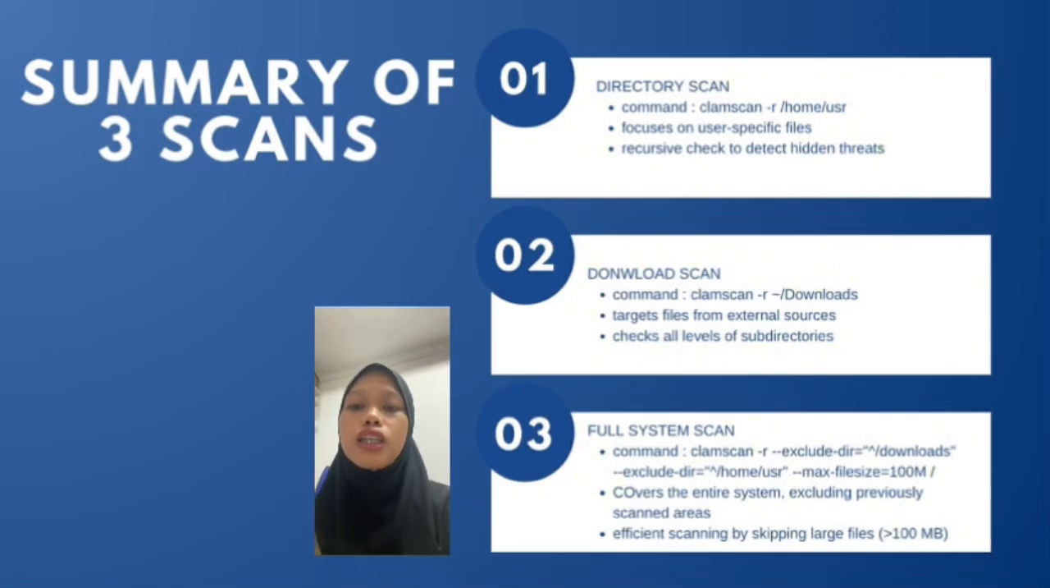So, in summary, these three scans demonstrate ClamAV's ability to target specific areas of the system, detect hidden threats, and maintain a secure Linux environment. Each scan complements the other to ensure thorough malware detection across the system. This summary ties all three scans together and highlights their importance.